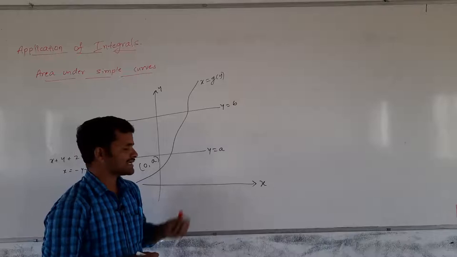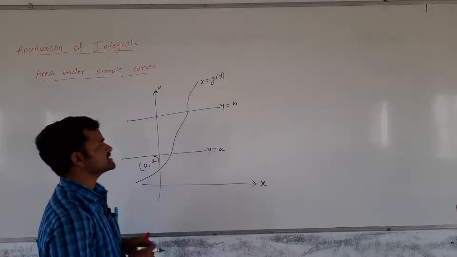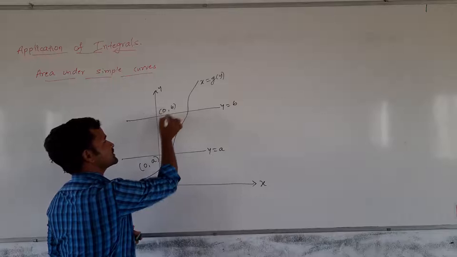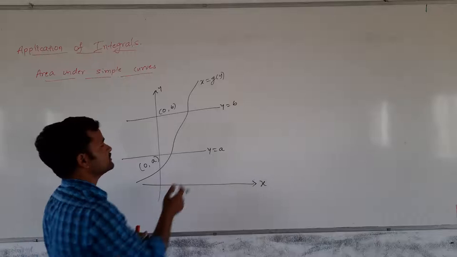So that line equation will be written as y is equal to a. And what is y is equal to b? Y is equal to b is a line parallel to the x-axis, or perpendicular to the y-axis, and passing through the point (0, b) here. The line will be parallel to the x-axis. So that will be taken as y is equal to b.